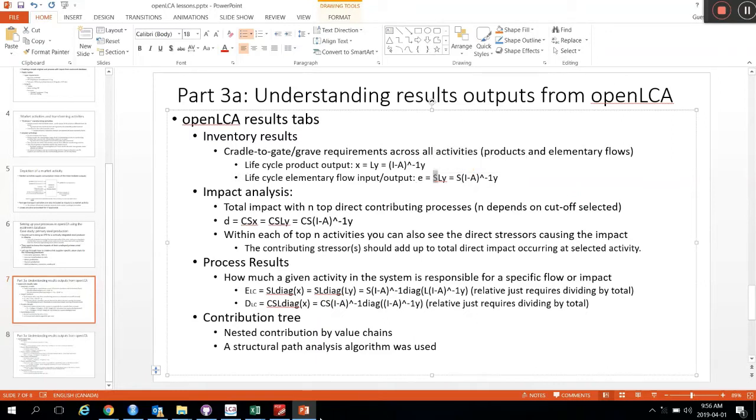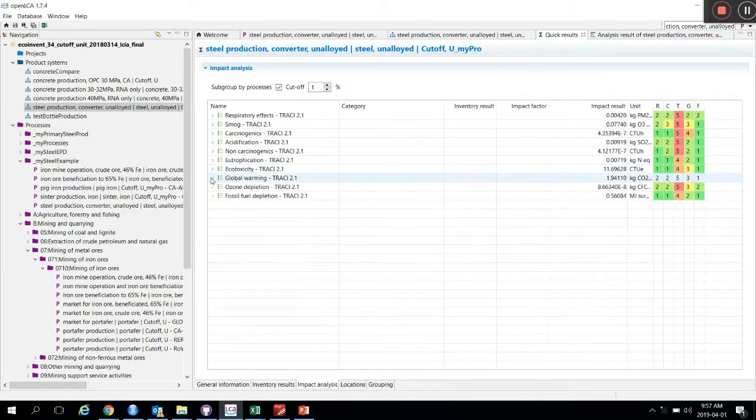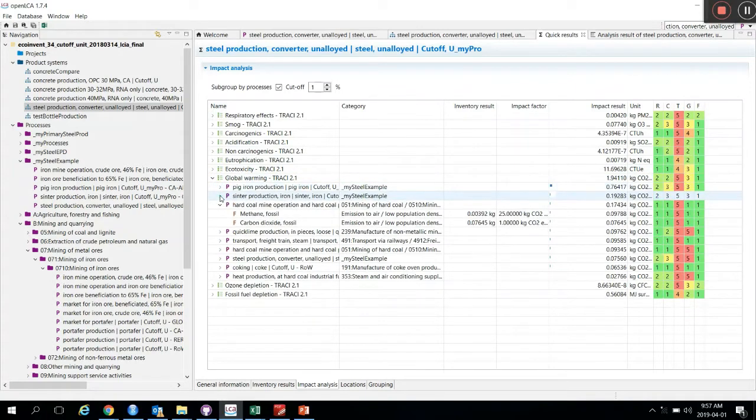So pretty self-explanatory. In terms of usefulness, it's very disaggregated information. So unless you really have a very specific question in mind, it might not be that useful for presenting results analysis in your report. So the next tab is impact analysis, and it has this little cutoff percentage, and that relates to a filter in terms of what end contributing processes are to be considered in, for each impact category.